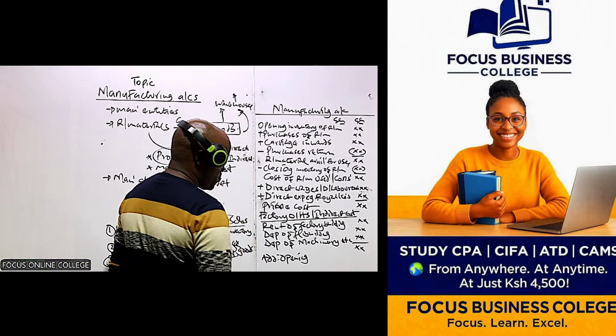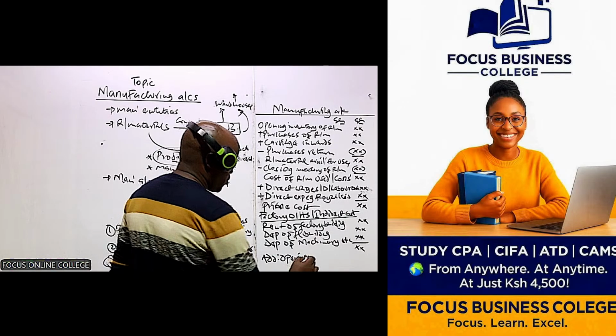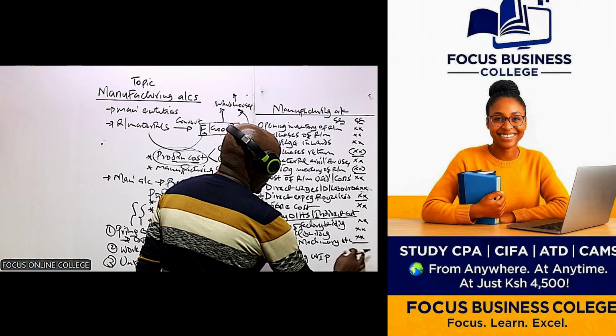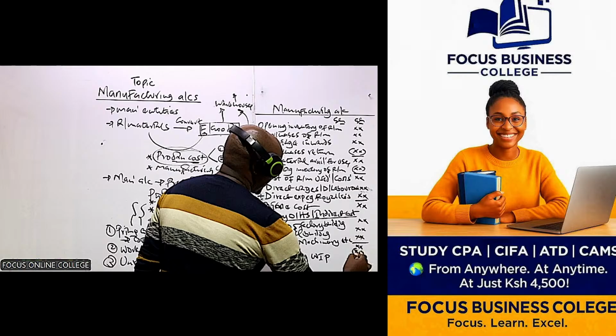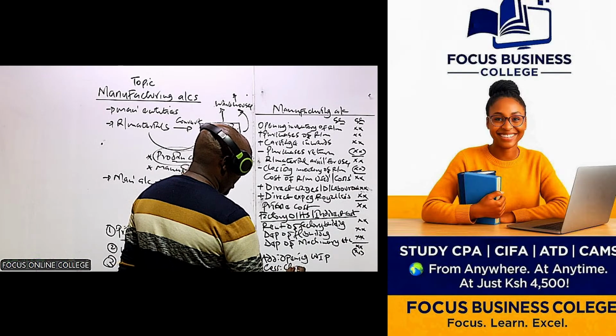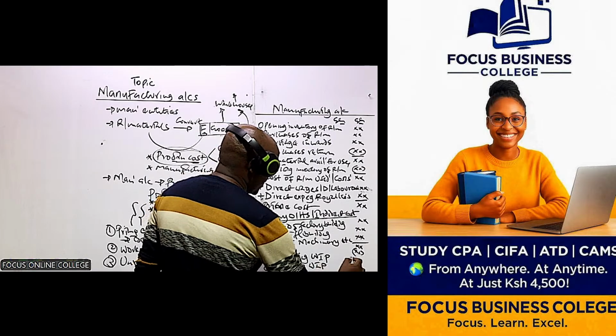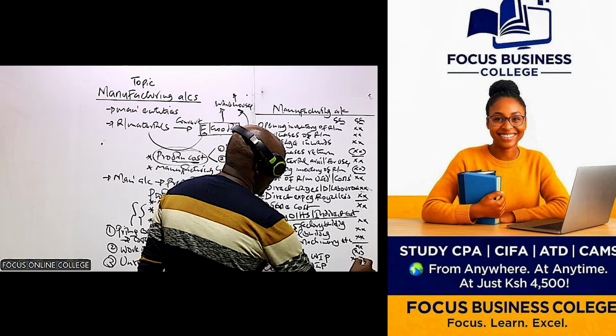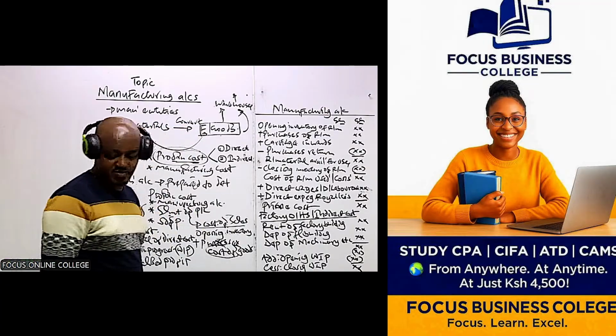And then once you have gotten the total here, we proceed and we add something called the opening work in progress. And basically to this we less the closing work in progress.